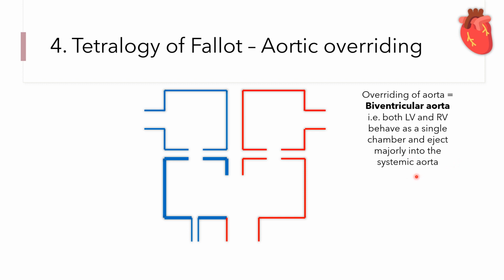These are the four changes. So what are the four changes? A large ventricular septal defect, large enough to equalize the pressure between the two chambers, that is LV and RV; a right ventricular outflow tract obstruction, that may be supravalvar, valvar or subvalvar or infundibular. The third change is the concentric hypertrophy of the right ventricle. The fourth change is the overriding of aorta or the biventricular aorta.